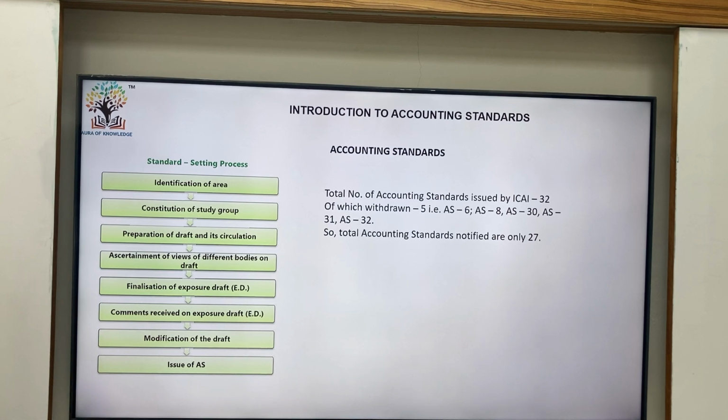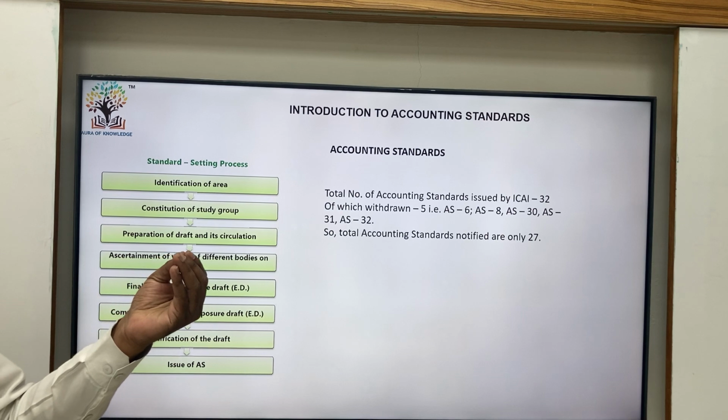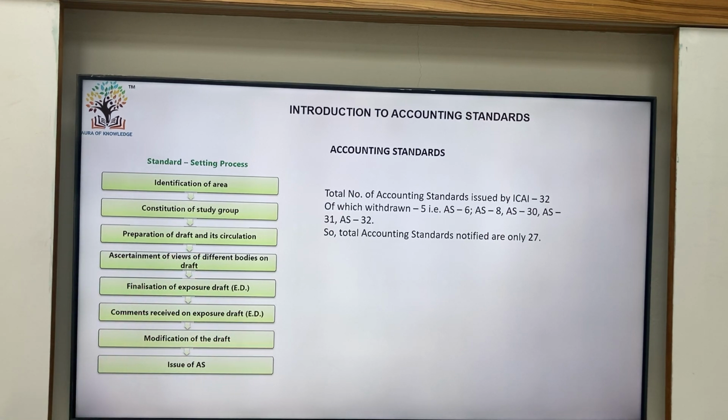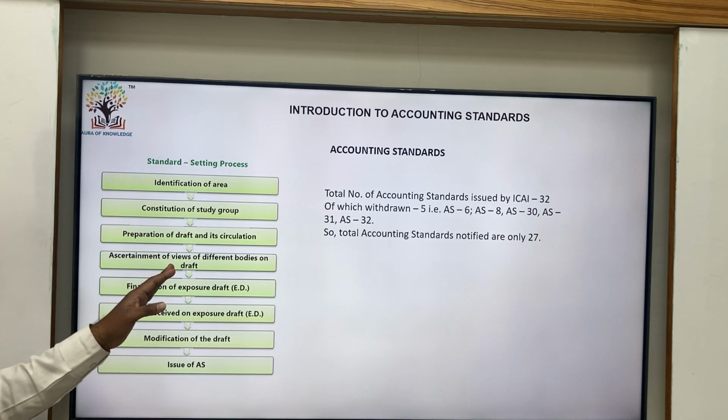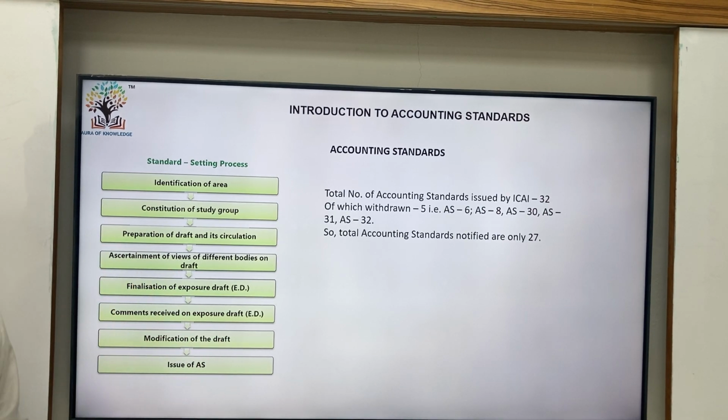Various study groups will be constituted with people who have good knowledge in those particular areas, and they prepare the draft for circulation. These groups will prepare the draft standard, and it will be circulated to various bodies like ASSOCHAM, RBI, and other statutory bodies also. Then comes ascertainment of views of different bodies, for example SEBI, CBDT. They will circulate the draft publicly also, and to various bodies, so that they will give their views and their ideas.